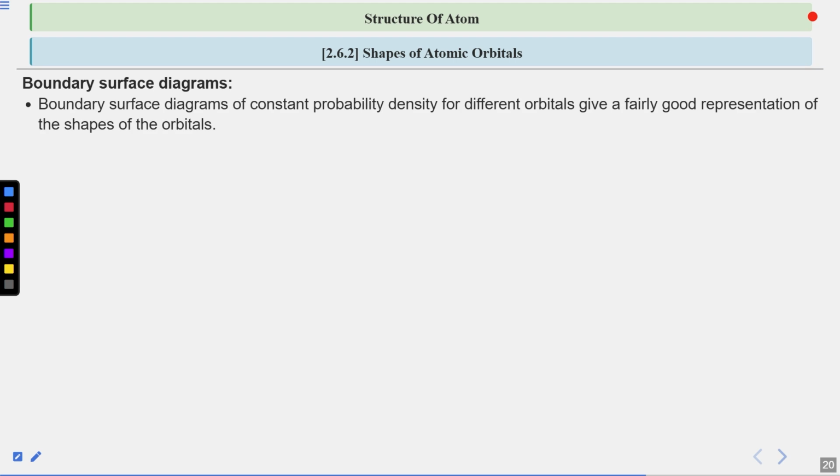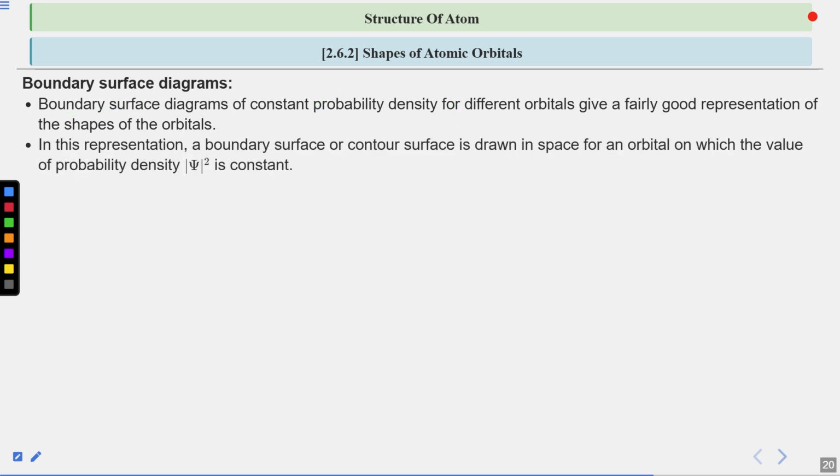First, what is a boundary surface diagram? Basically it is a region where the probability density is constant. Second, in this representation, you plot a contour surface diagram for psi square. We will not go into how we plot this. Just remember that we get the boundary surface diagram by plotting a graph for psi square, and that graph is a contour type of graph, contour plotting.